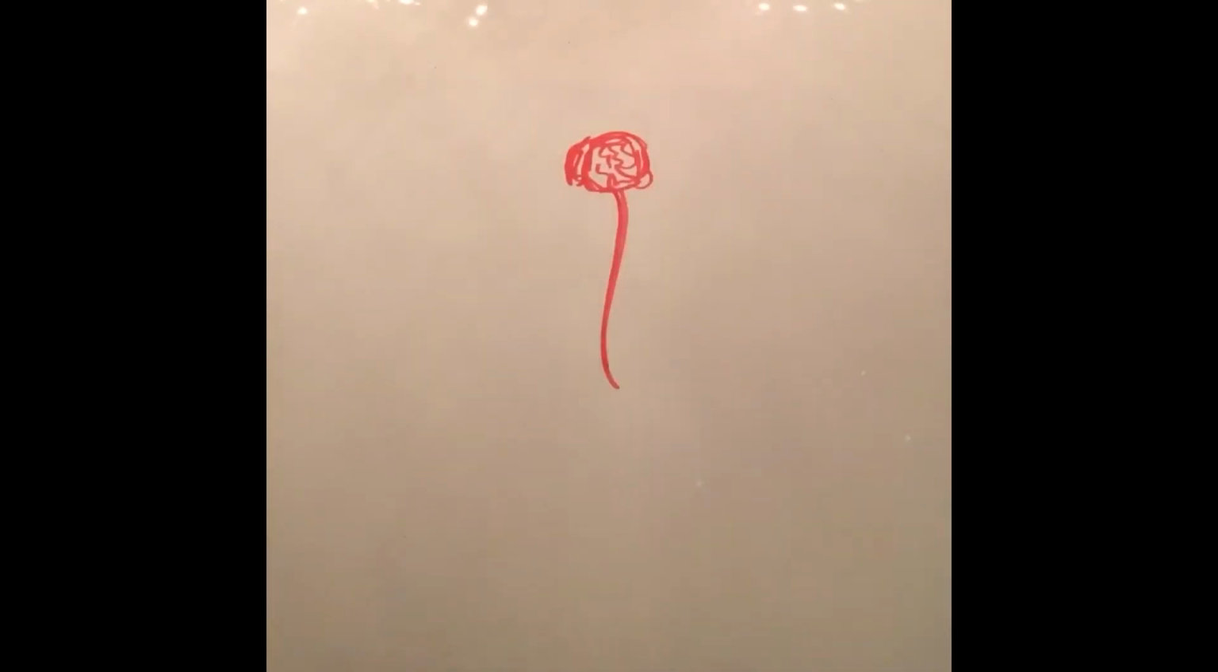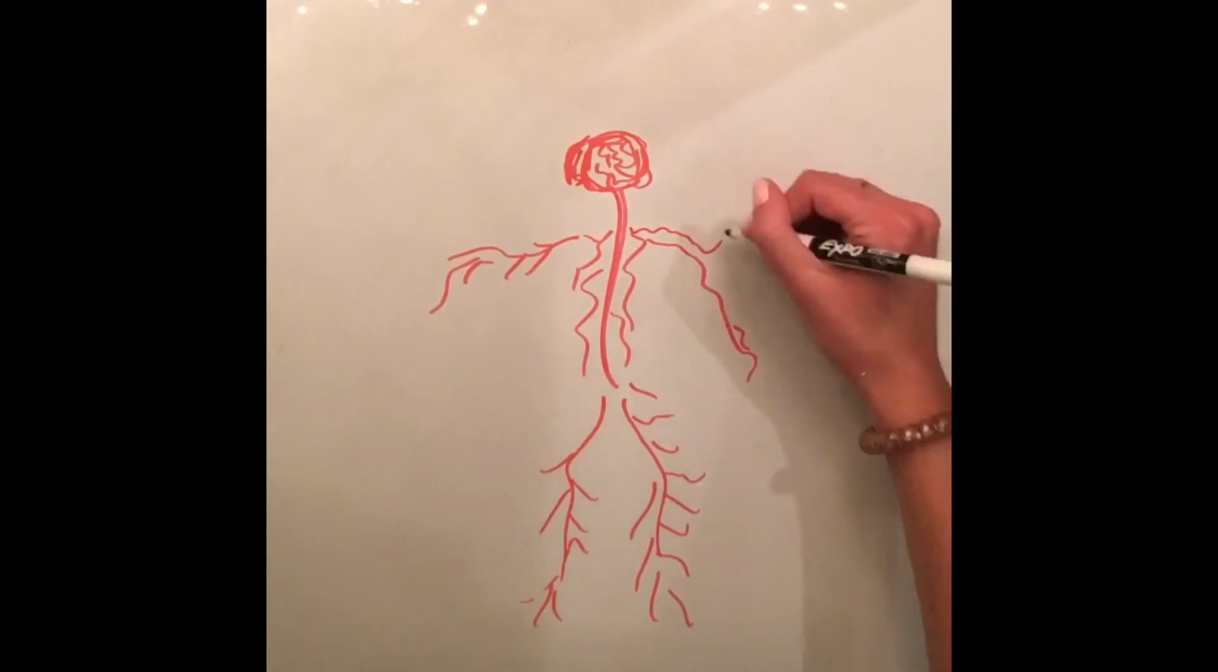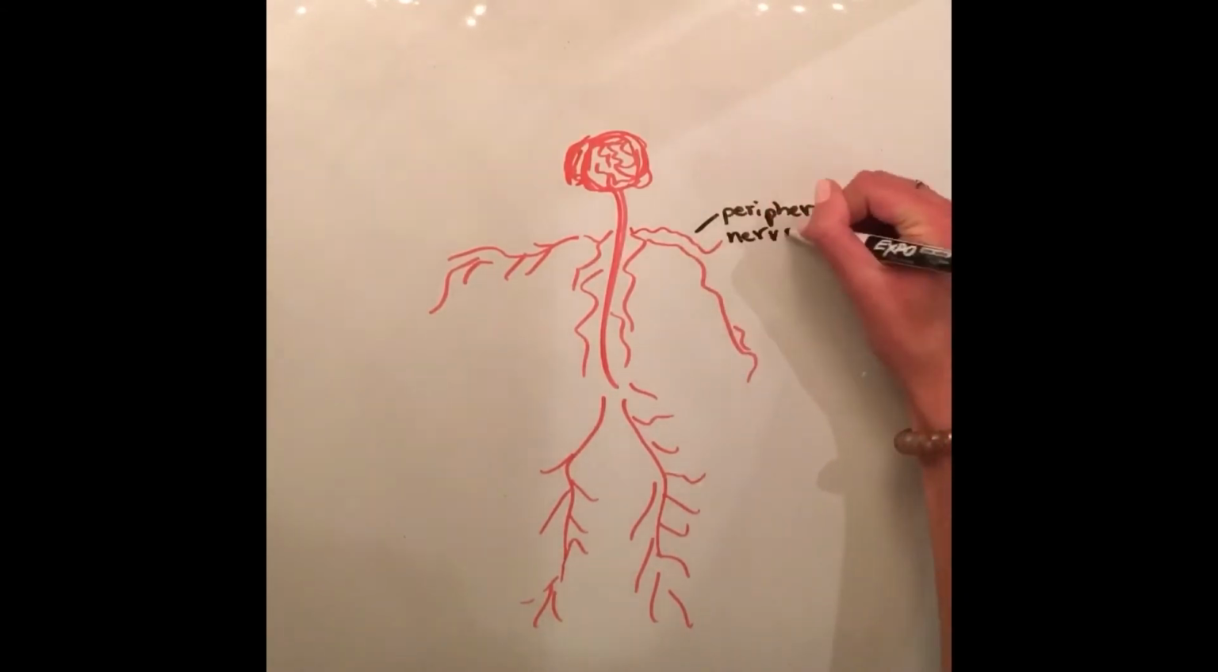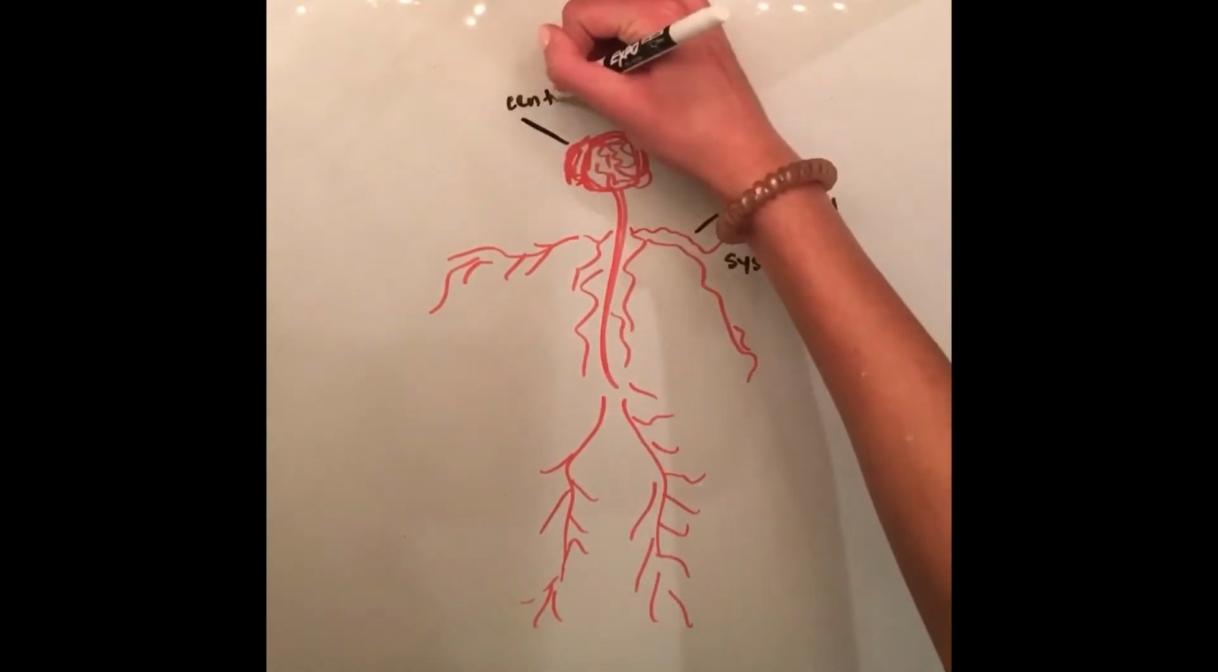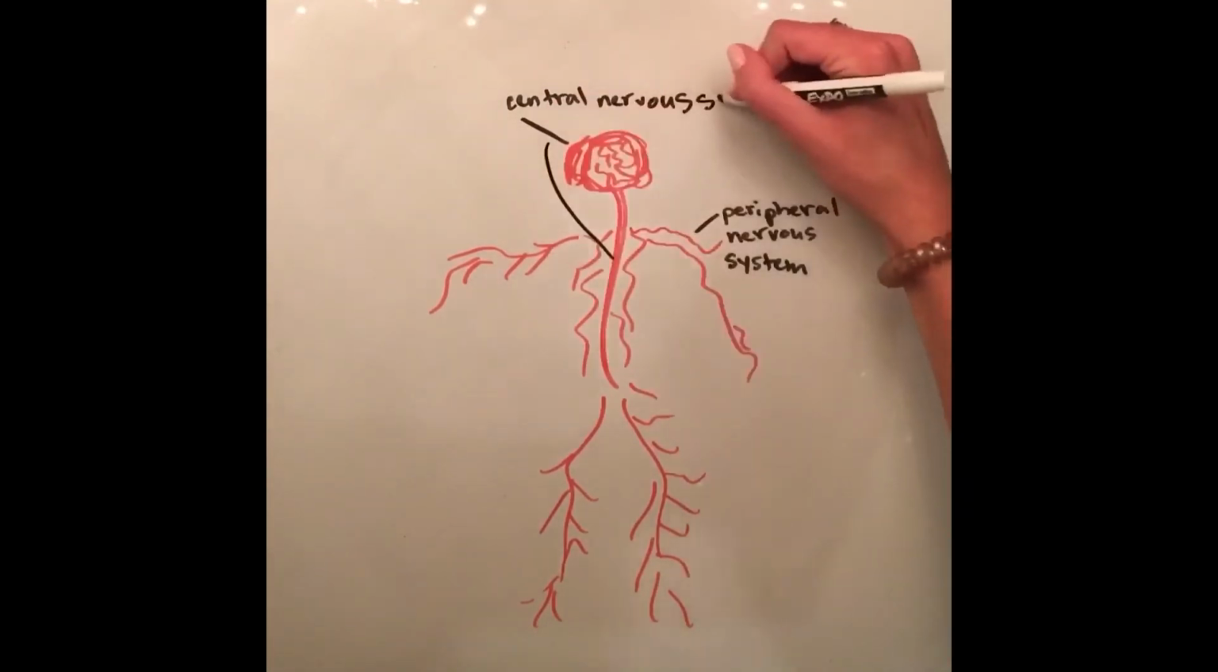Neurons are the cells that make up the nervous system. The two major divisions of the nervous system are the peripheral nervous system and the central nervous system. The latter consists of the brain and the spinal cord.